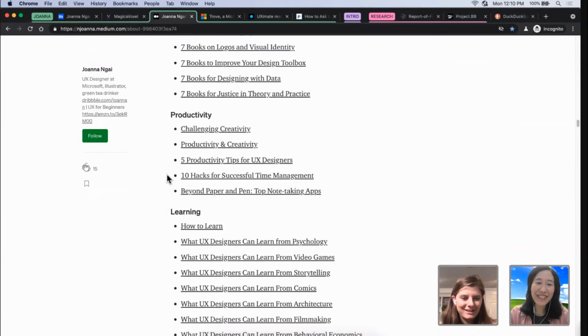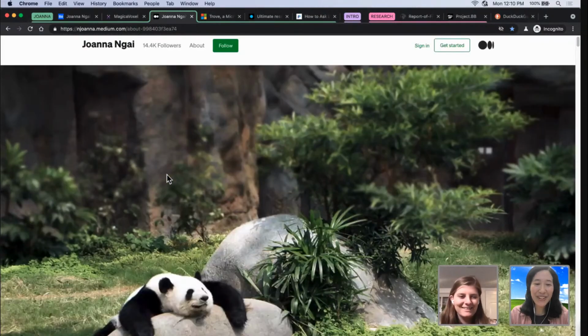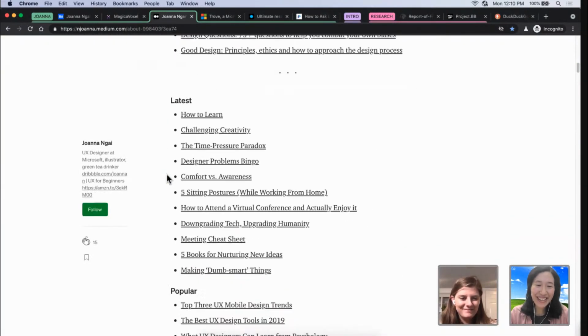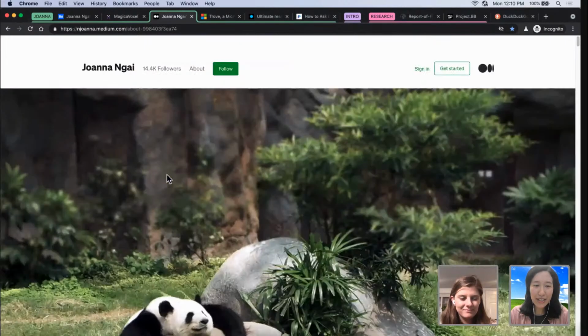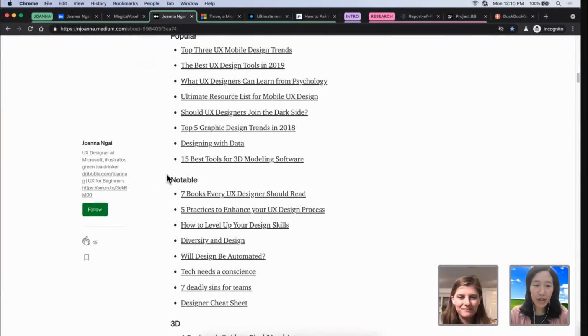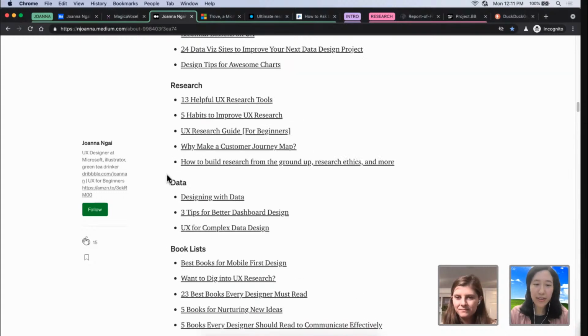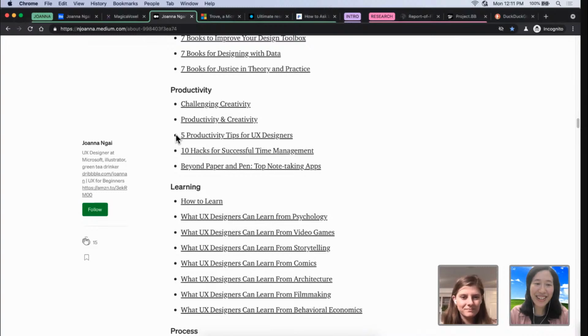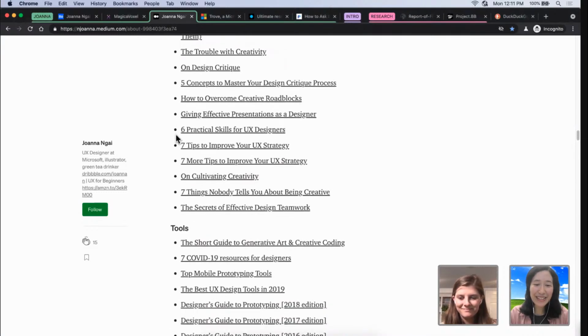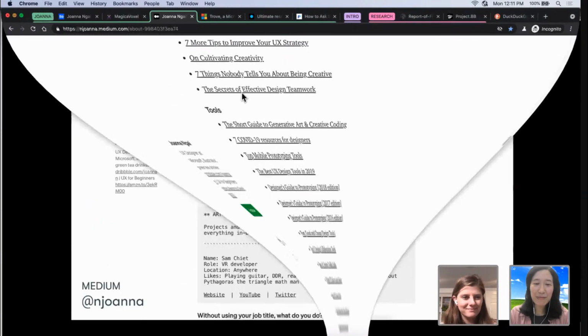Yeah, and I think I'm kind of OCD about organization. So everything is categorized in the About page, whether it's things related to UX or 3D tools or user research, or I make a lot of book lists because I like to read. And yeah, it's all on there. Awesome.